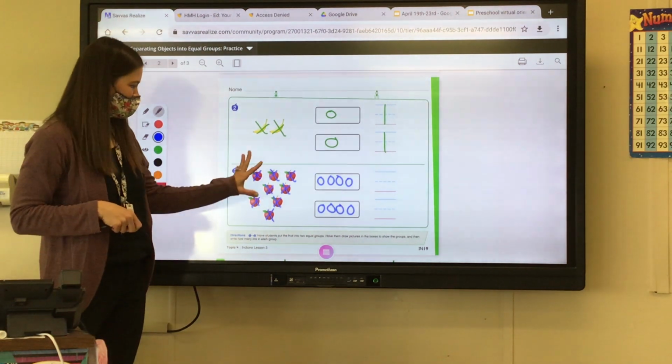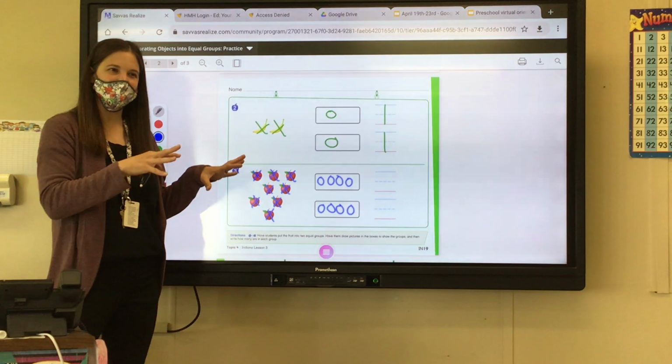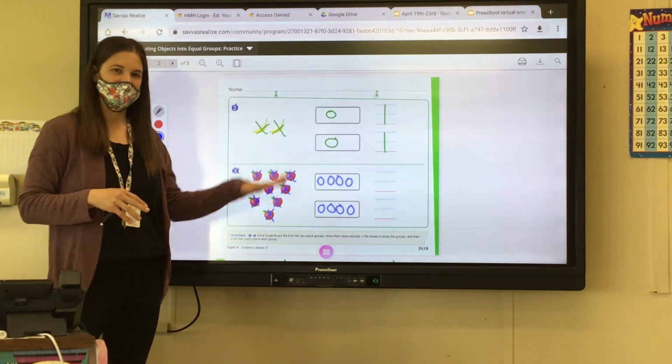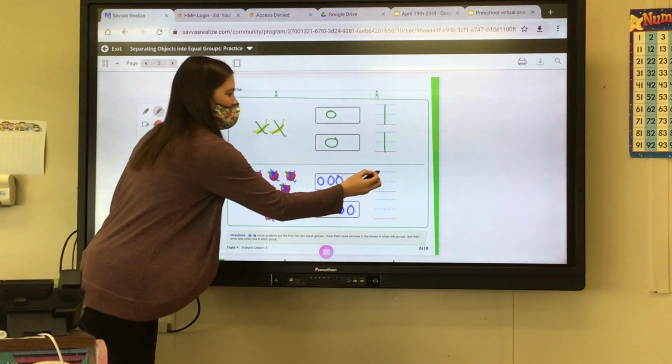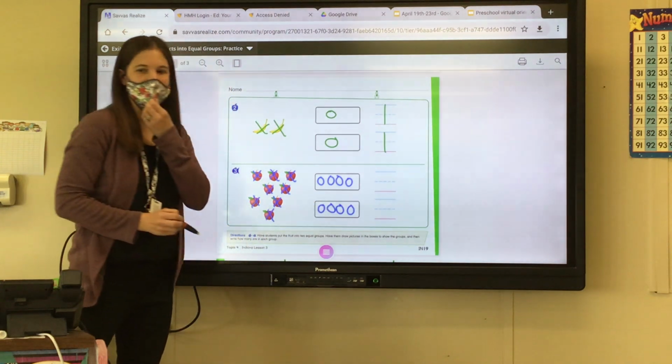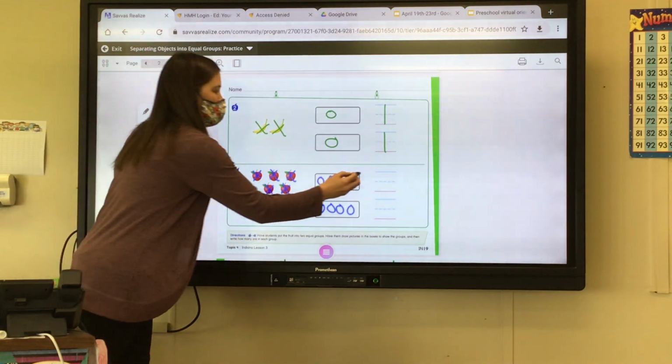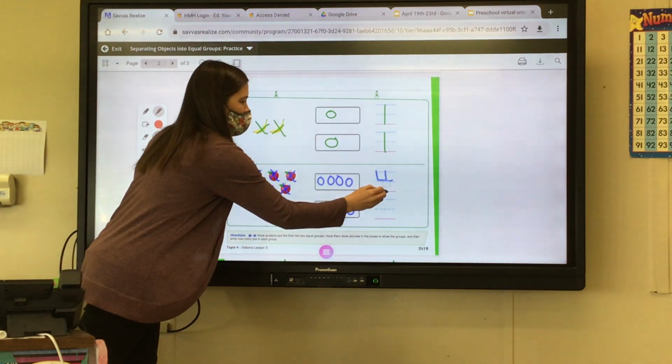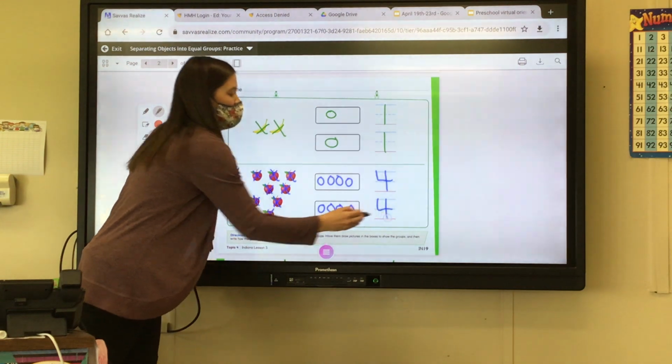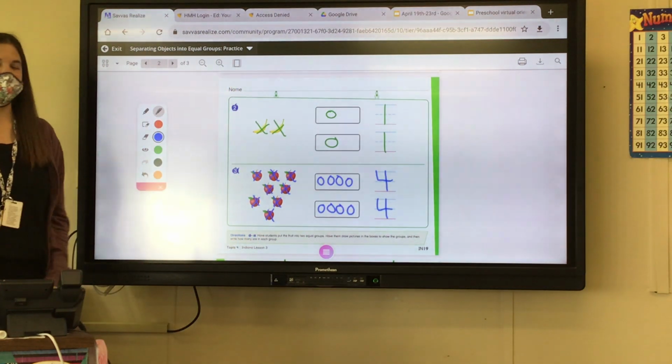Yeah, just by looking at that, they were kind of all over, so you weren't sure, so you had to put them one to one to see. And then write how many in each group. How many? 4 in the top, 4 in the bottom. 4 plus 4 equals 8. So there are 8 apples there.